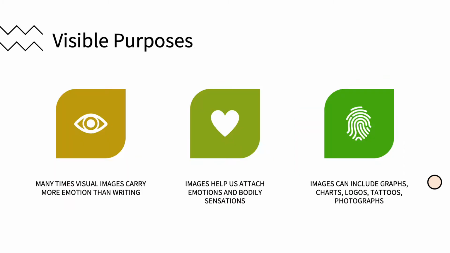The purpose of a visual text: many times, visual images carry more emotion than writing. A lot of times, if you look at a photograph or a picture or an image, it is going to cause you to experience a variety of emotions, whereas something written may not always do that. Images also help us attach emotions and bodily sensations. That's one thing to specifically keep in mind as we're working on this project: how are we going to appeal to the audience's emotions.